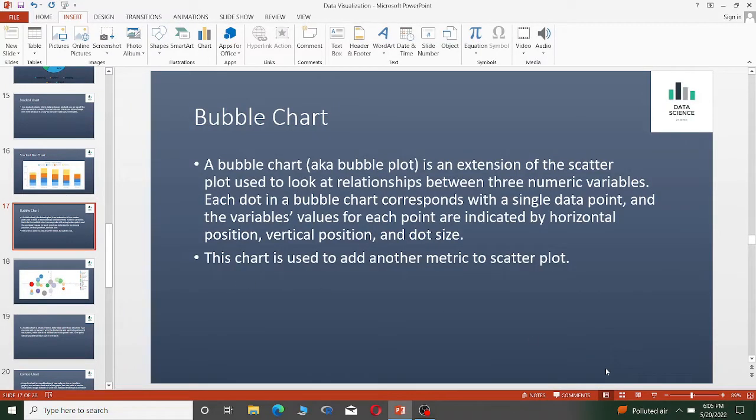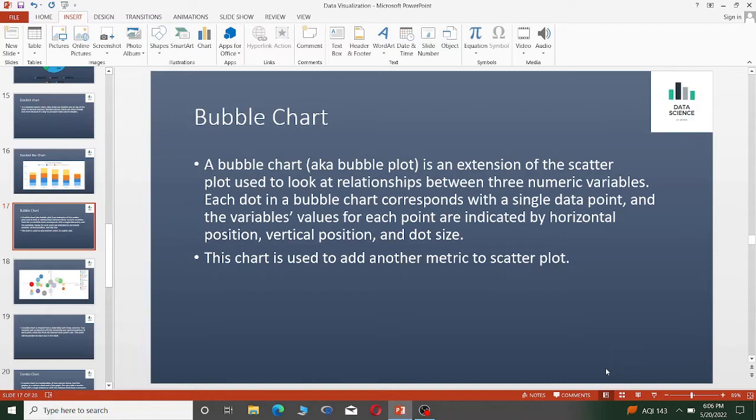So, a bubble chart, also known as a bubble plot, is an extension of the scatter plot. It is used to look at the relationships between three numeric variables. Each dot in a bubble chart corresponds with a single data point, and the variable values for each point are indicated by horizontal position, vertical position, and dot size. So this chart is used to add another metric to a scatter plot.